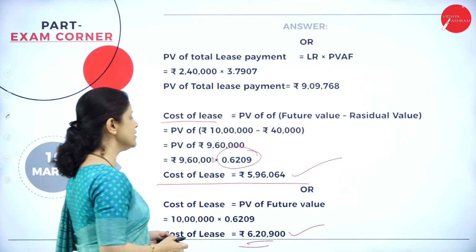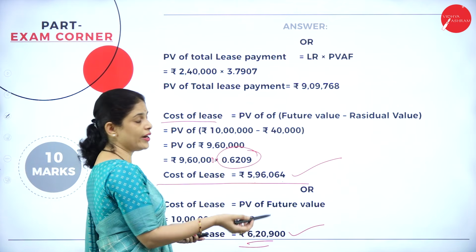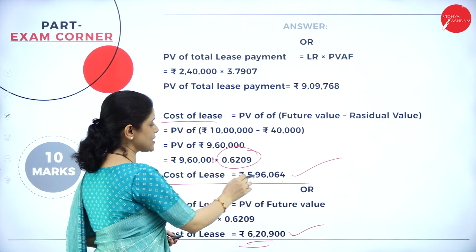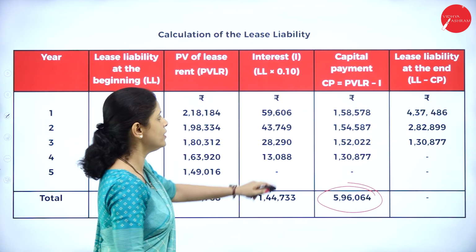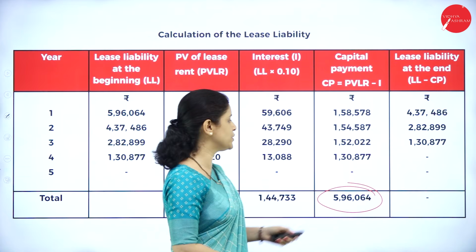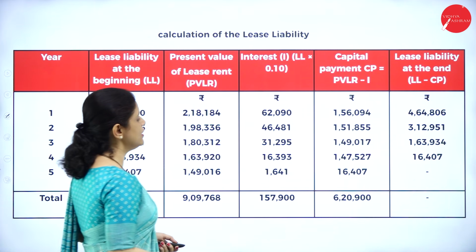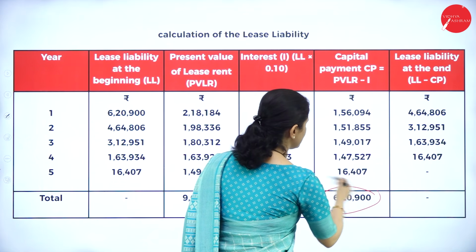So if we do it with the first answer, then the total should be equal. That means if you are taking this value into consideration, here 5,96,064 is there, and the capital payment should be equal to that. Otherwise, if you are taking the second method, then it should match the second one.